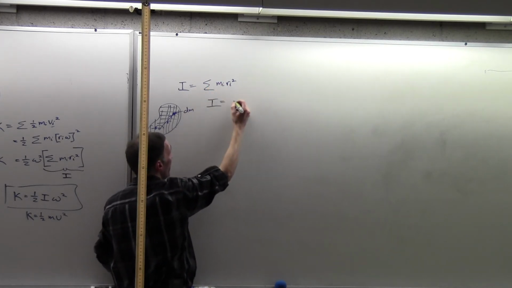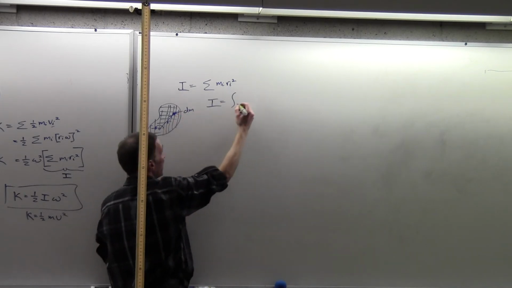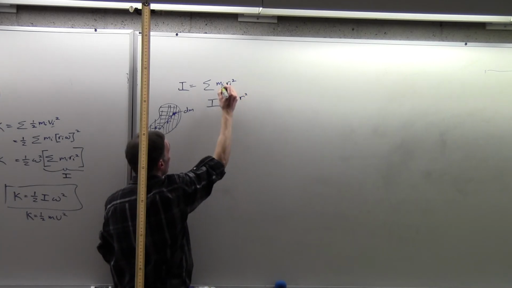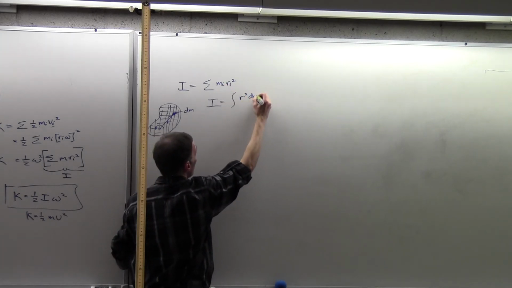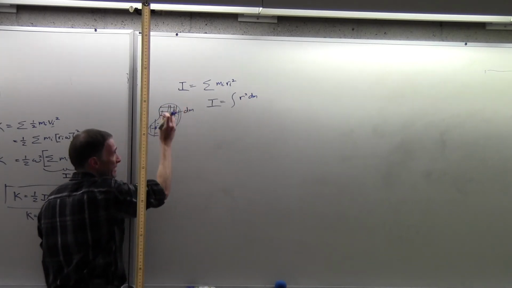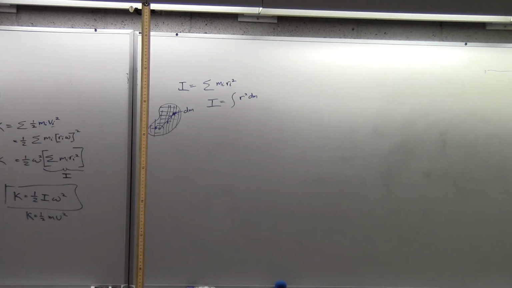We'll say that the summation is replaced with an integral sign. The r, again, is not necessarily small. That's going to be an r squared, but we will have a small dm, a differential mass. These are the little pieces that we're going to need to sum or integrate over the body of the thing. So that's its integral form.